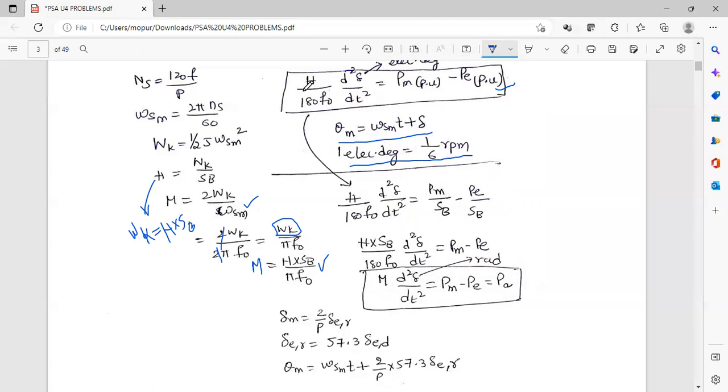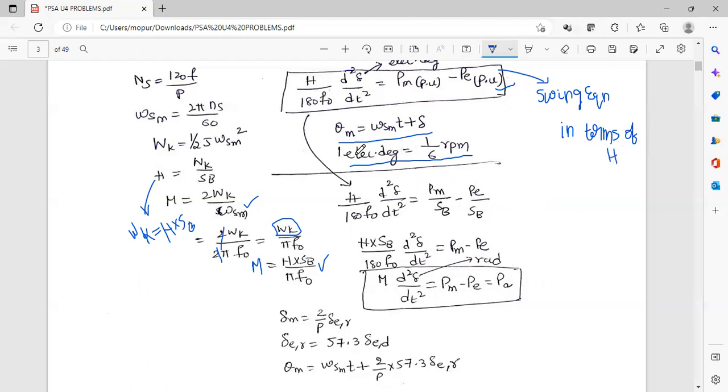Now, this is the swing equation in terms of H. We can also write the same swing equation in terms of M. Now, we will write this swing equation in terms of M.